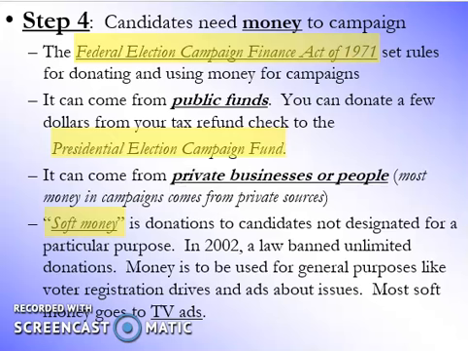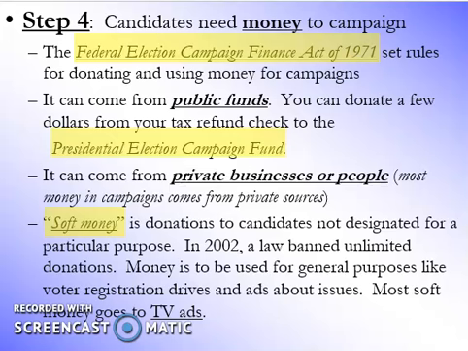So the next key term is soft money. Soft money would be donations to candidates that aren't designated for a particular purpose. And in 2002, there was a law that banned unlimited donations to a candidate, again, to try to prevent corruption in terms of literally buying a political office. Money has to be used for general purposes. Like, for example, if you're donating money, it can't just be to a candidate.